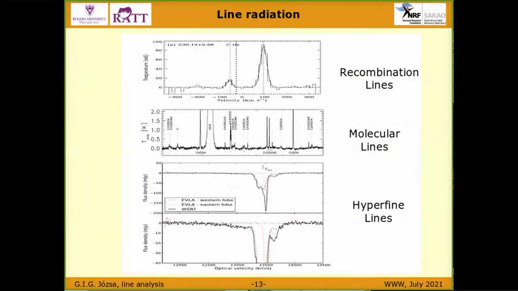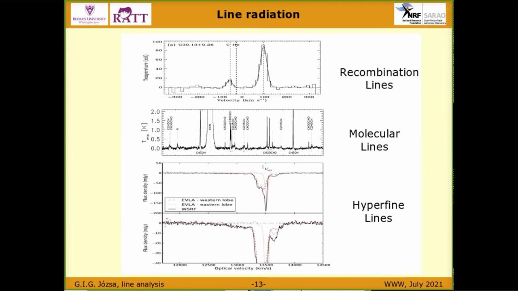But let's go back to the higher level picture. So what types of line radiation do we have? There are recombination lines, and molecular lines. I talked about that. If there are molecules, they have rotational or vibrational energy levels, which are discrete, and these are also discrete transitions between two levels. Hyperfine lines are transitions that stem from the coupling of the total spin of an electron with the total spin of the nucleus.